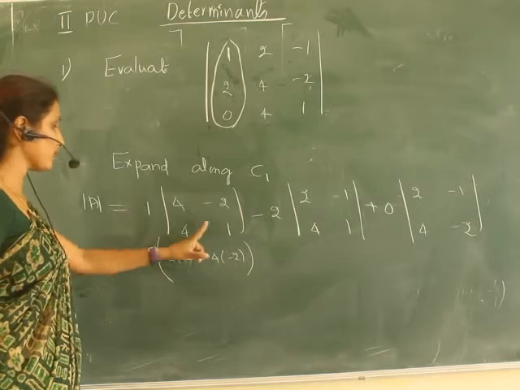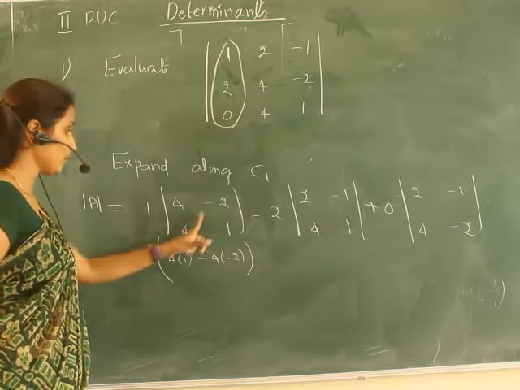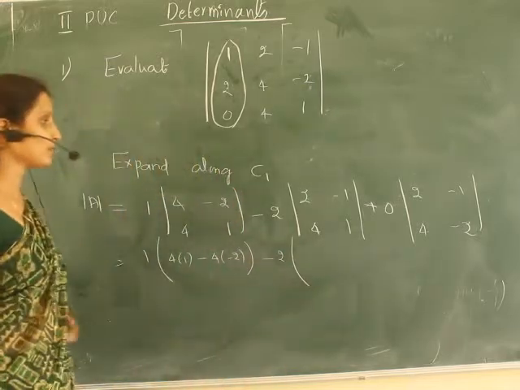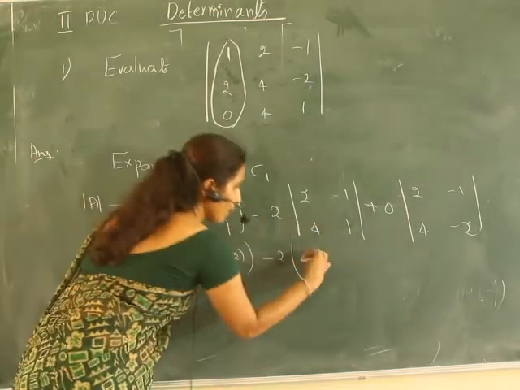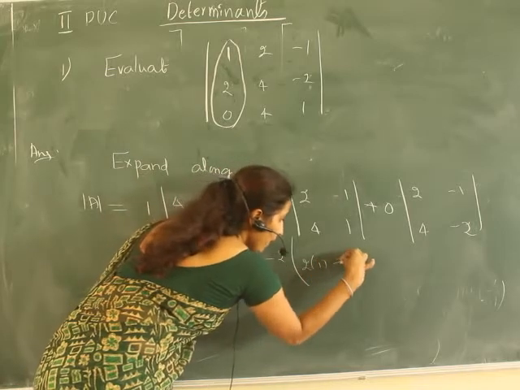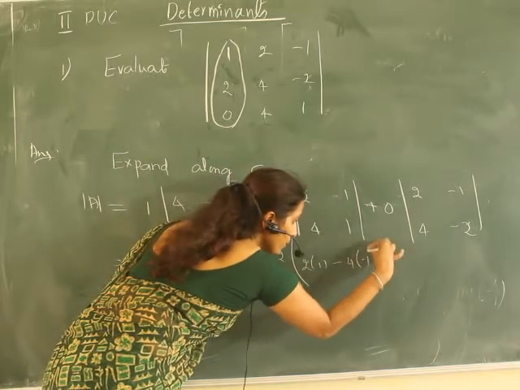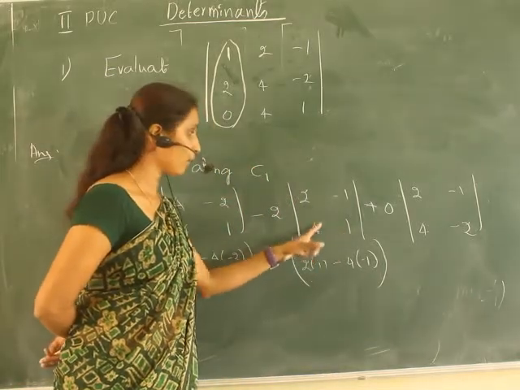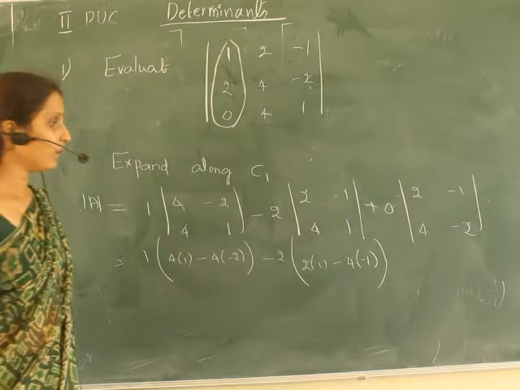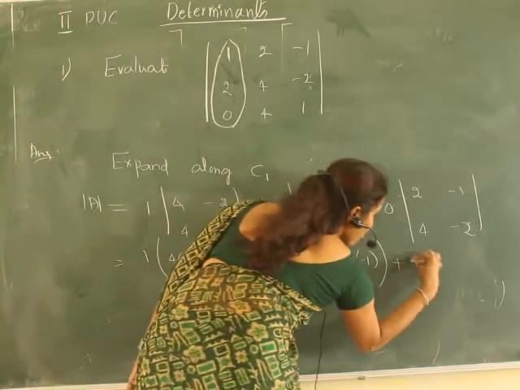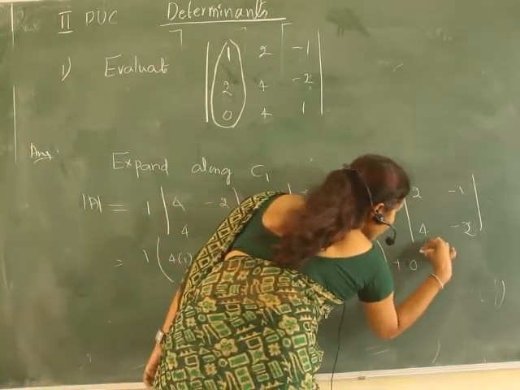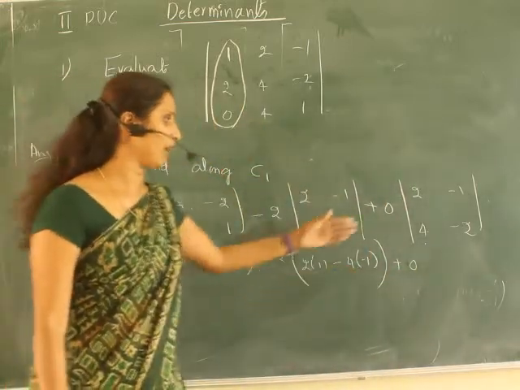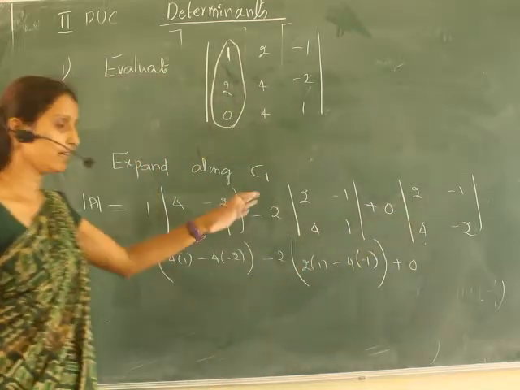4 into 1 minus, this will be then minus 4 into minus 2. Next minus 2 into 2 into 1 minus 4 into minus 1. 2 into 1 minus 4 into minus 1. 4 into minus 1 plus 0 into any value. So no need to calculate, write it as 0 itself. No need to calculate the determinant because it is 0 into. So write it as 0.